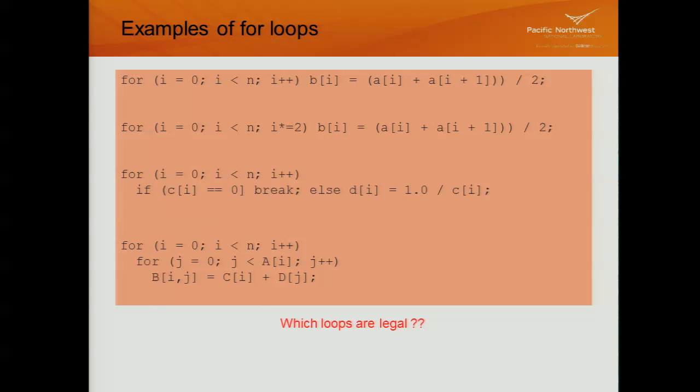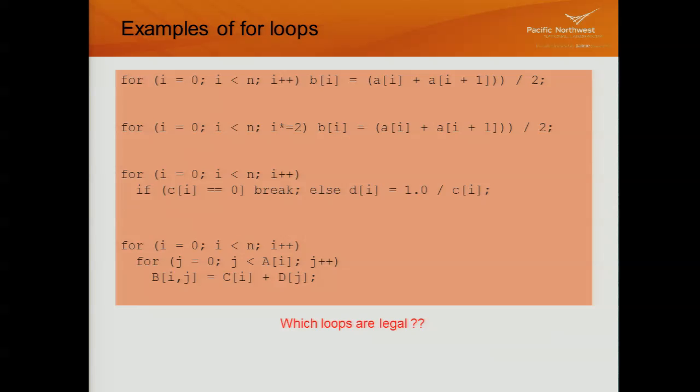Okay, how about the third loop here? Is that one good? No, that's no good because of the break, right? I don't know whether or not I can execute the next iteration, because c of i could be 0, and therefore I would have wanted to break out of the loop.